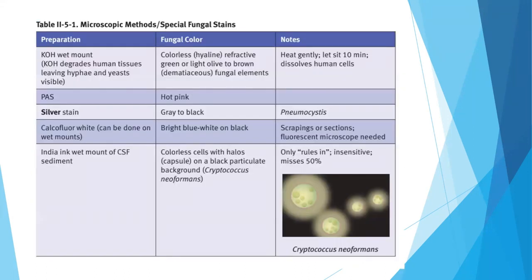Now, these are the different microscopic methods and special fungal stains that can be used. So the first one is the KOH wet mount, where the fungus is colorless and can show fungal elements. Periodic acid-Schiff stain can show the fungus as hot pink. Silver stain, gray to black in the case of Pneumocystis. Calcofluor white, which stains bright blue-white on black. And India ink wet mount of CSF sediment, which shows colorless cells with halos.